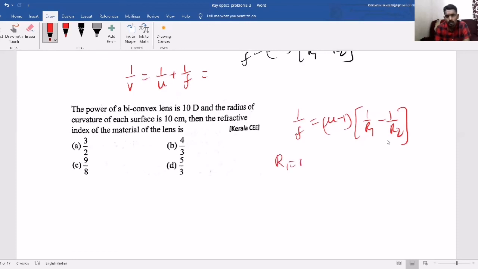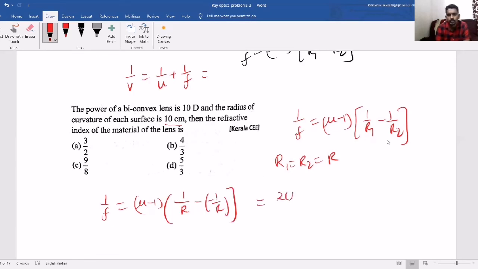Now R1 and R2 both are the same, and that value they have given as 10 centimeter. As it is a convex lens, R1 is plus and R2 is minus, as we have already discussed. So 1 by F equals mu minus 1 into 1 by R minus 1 by R. Minus of minus is plus, so 2 by R. So 1 by F equals 2 into mu minus 1 by R. Of course, we found it earlier also.